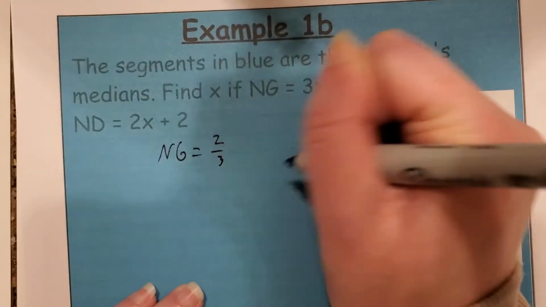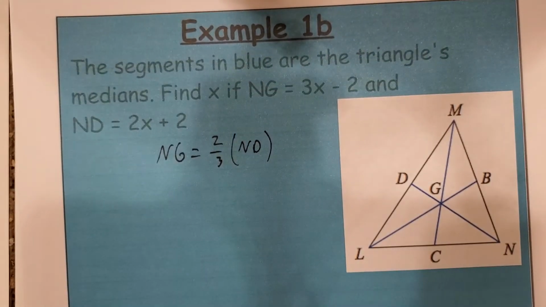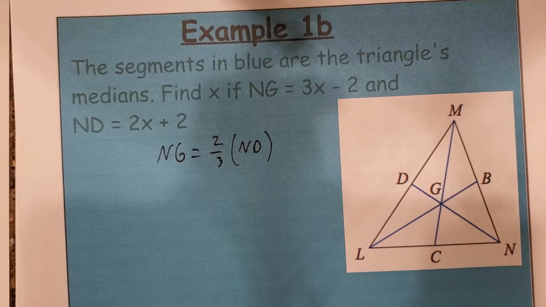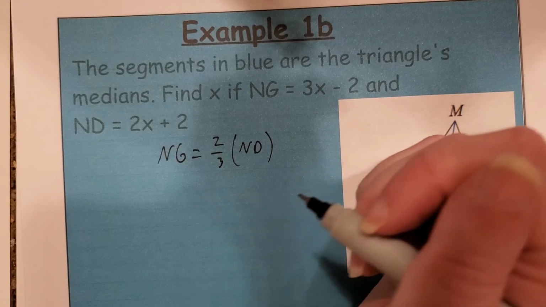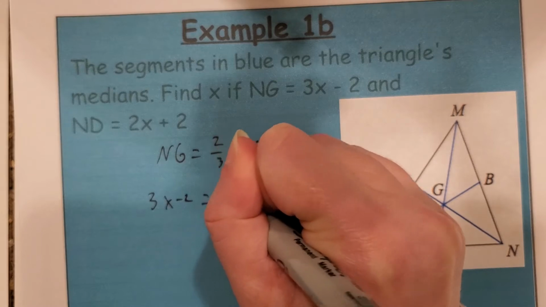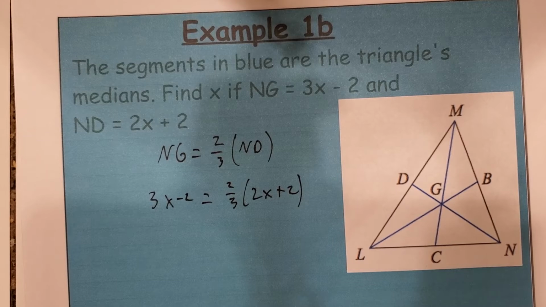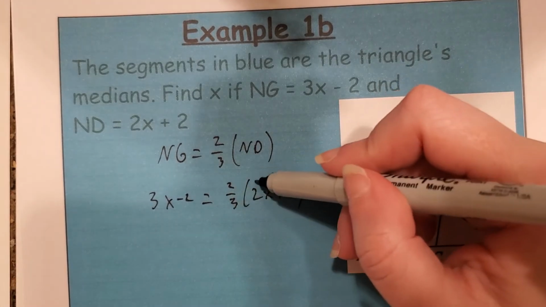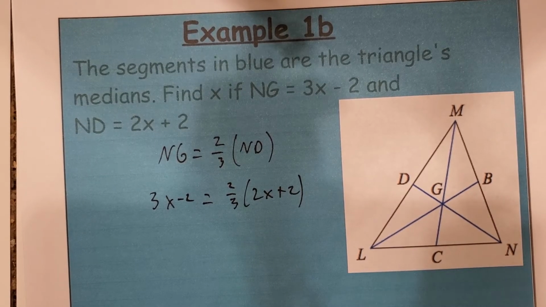NG is 2/3 of ND, right? Right. So if we plug all of the expression stuff in, 3x minus 2 is equal to 2/3 of 2x plus 2. Now, there are multiple different ways to solve this. You absolutely could distribute the 2/3 into the 2x plus 2. That's going to get you some pretty not horrible fractions, but you're going to get fractions, and no one really wants to deal with those fractions.